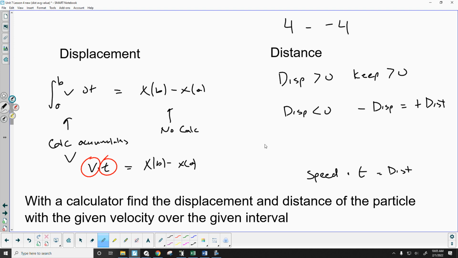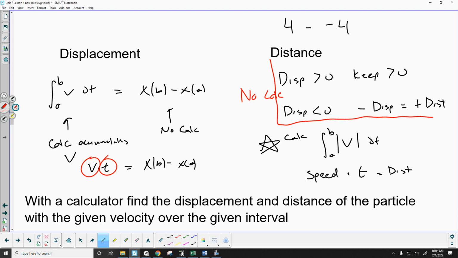Well, here is your magical calculator formula. Your magical calculator formula is to just turn velocity into speed with an absolute value. Okay. This can be done with a calculator. If you don't have a calculator, you need to understand when you're going right. You need to understand when you're going left. You need to set up multiple integrals so that you can add things only as positive. That's no calculator. Calculator, hip hip hooray. All right.